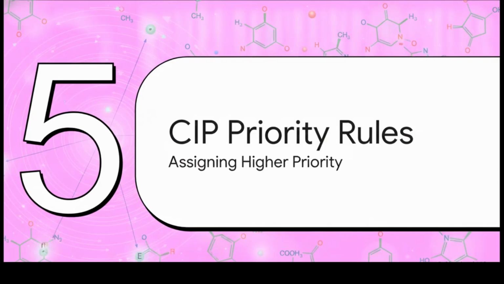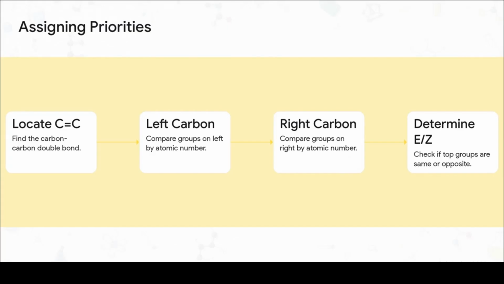Let's move on to Section 5, the CIP priority rules. We keep talking about these groups being on the same or opposite sides, but how do we actually know which groups get higher priority? For that, we use the Cahn-Ingold-Prelog, or CIP rules. It's a really simple four-step process.